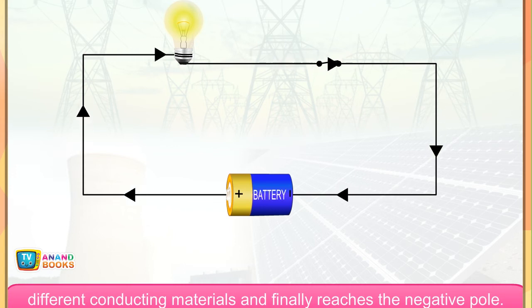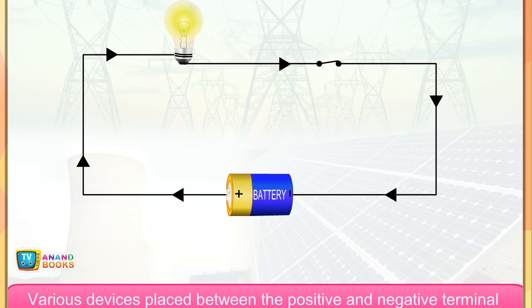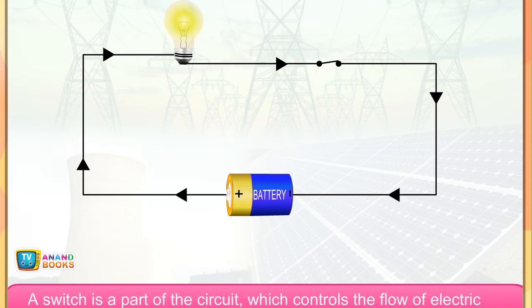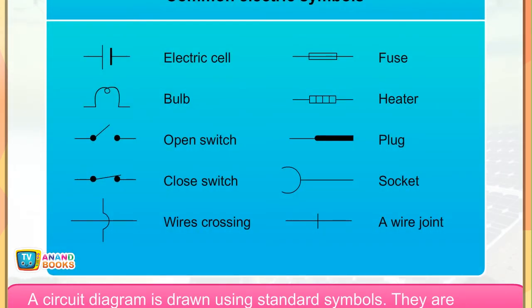Such a path taken by electric current is called an electric circuit. Various devices placed between the positive and negative terminals of a cell are called elements of an electric circuit. A switch is a part of the circuit which controls the flow of electric current in the circuit. A circuit diagram is drawn using standard symbols.